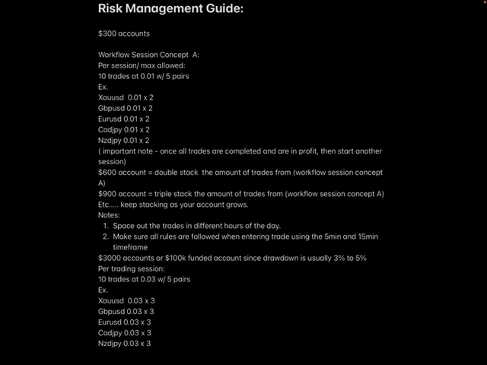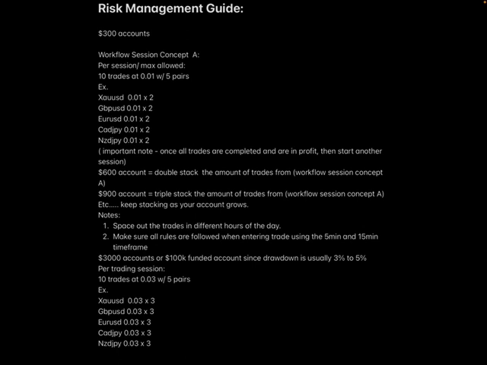Okay. The reason why you want to put just 0.01 on a $300 account is because if one of those trades goes bad, at least you've got enough drawdown to where it won't blow your account, and plus the other four will be able to kind of balance it out. Okay. And then what I have here is for a $600 account, you double the amount of trades from workflow session concept A. So basically you just double it. For the gold, 0.01 times 2, and then you triple it for a $900 account, okay?